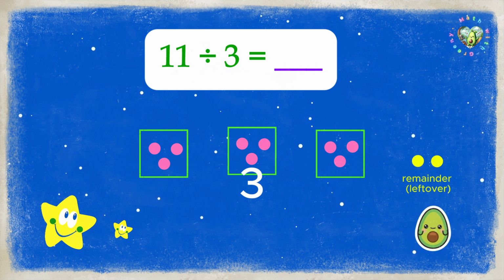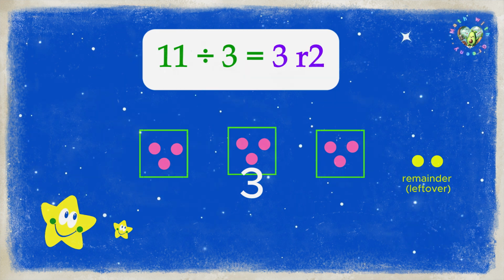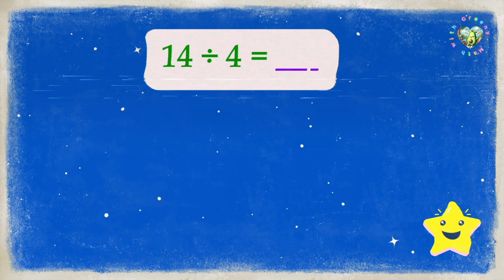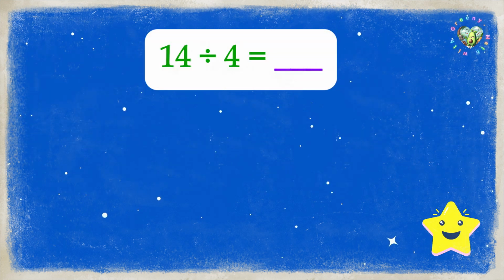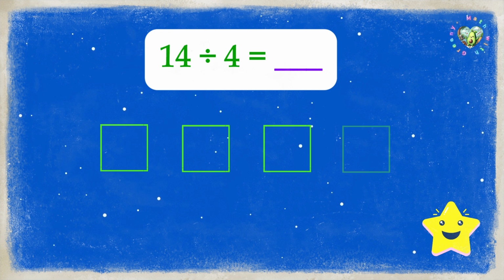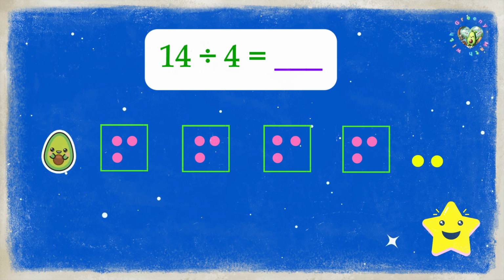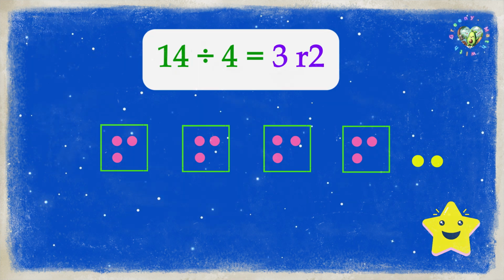11 divided by 3 equals 3 remainder 2. Awesome. Next one. 14 divided by 4. 14 divided by 4 equals 3 remainder 2.